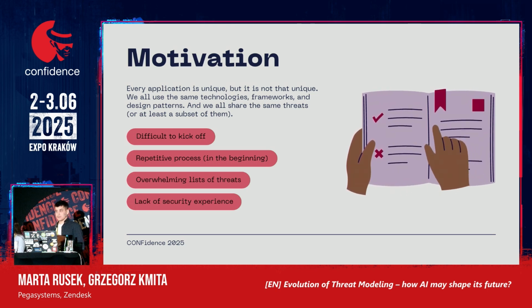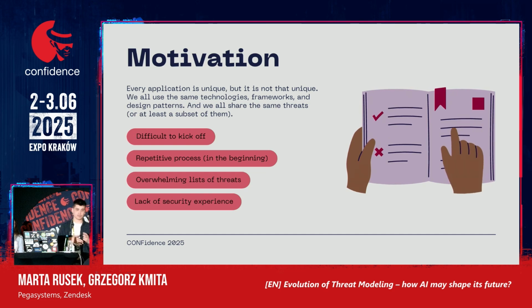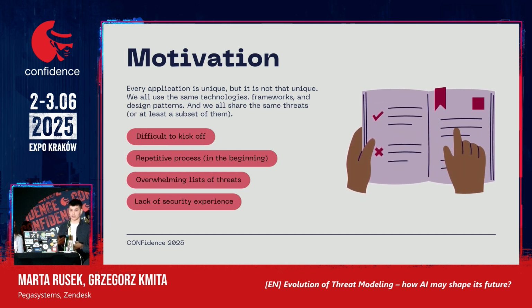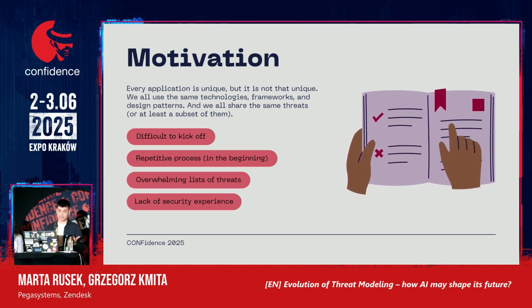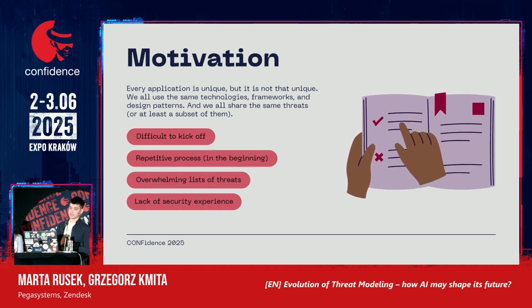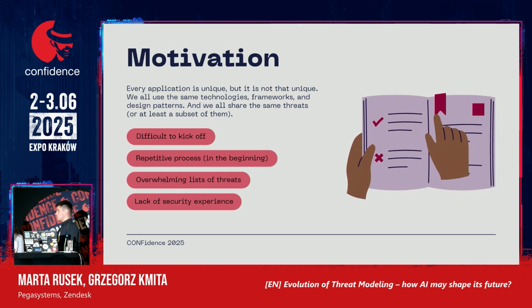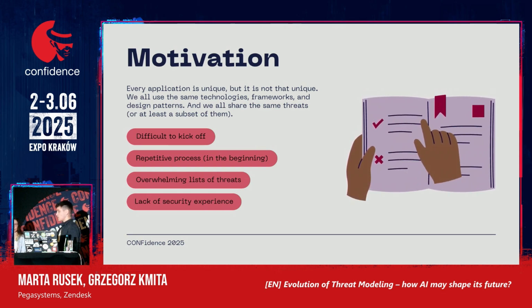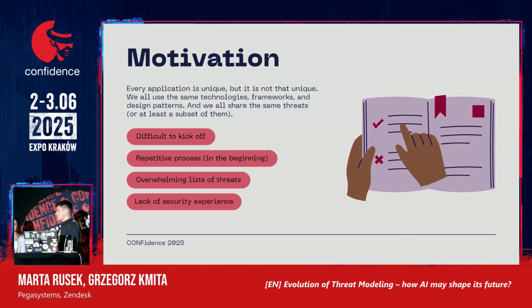So every application is unique, but in the end, it's not that unique because we use the same tools, the same frameworks, technologies, and we all use the same design patterns. And as a result, we kind of have the same threats. So this process in the beginning kind of looks the same because you need to go over the overwhelming list of threats, select the applicable ones, try to mitigate the threats that you found, and check if it worked.